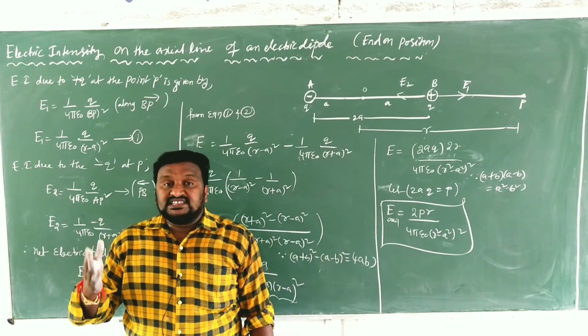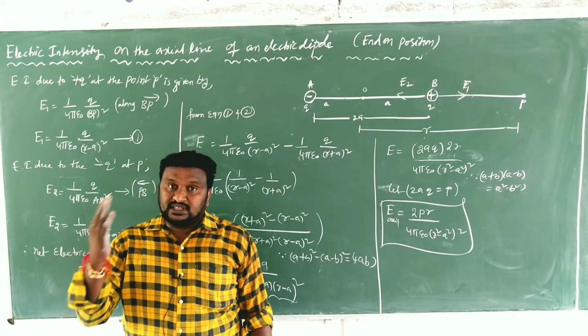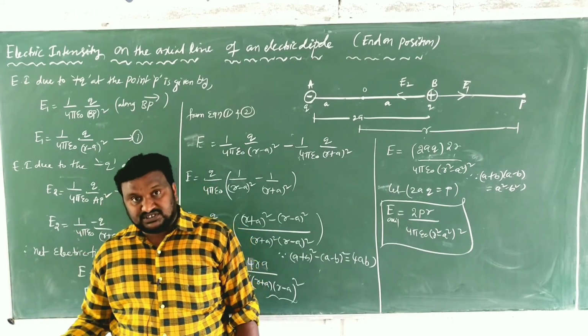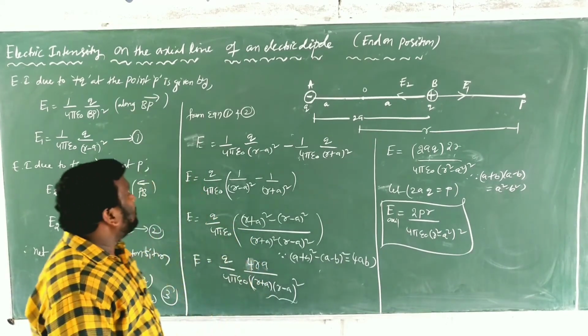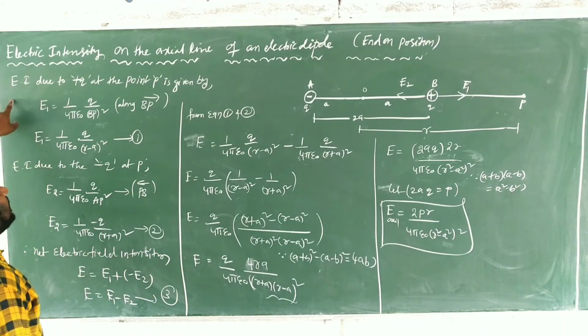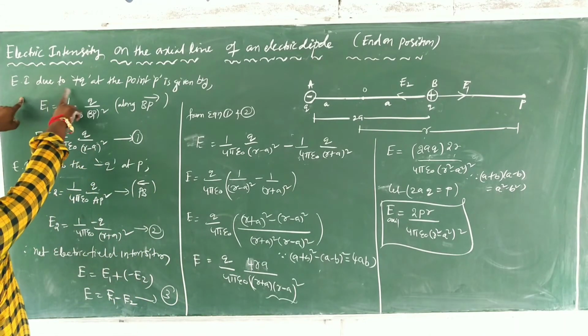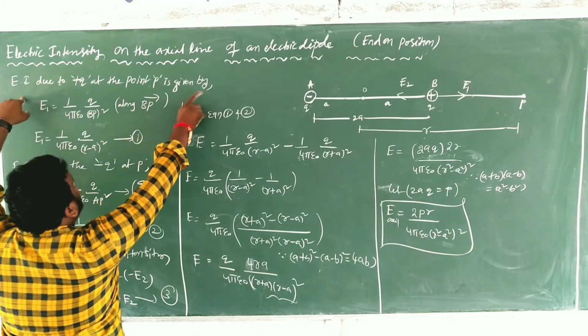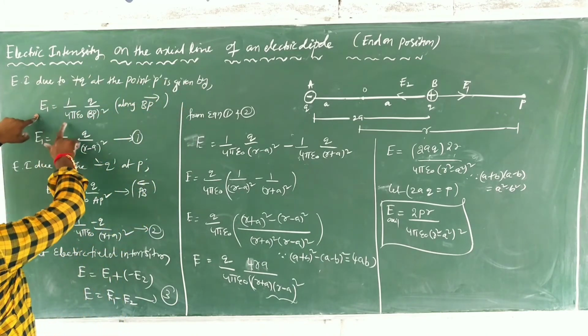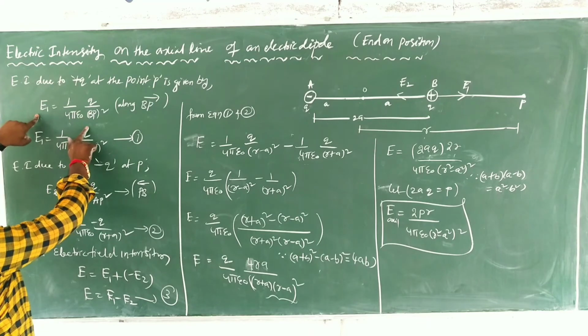At point P there is some electric field intensity because of the positive charge and the negative charge, and those two are given by equations like this. Electric field intensity due to the plus q at the point P is given by this formula: E1 is equal to 1 by 4 pi epsilon naught q by BP square.